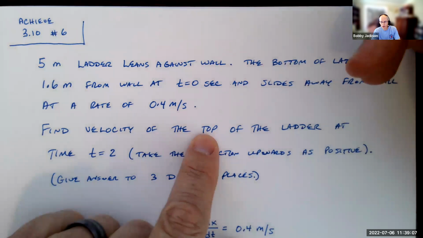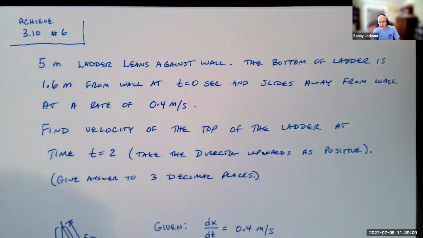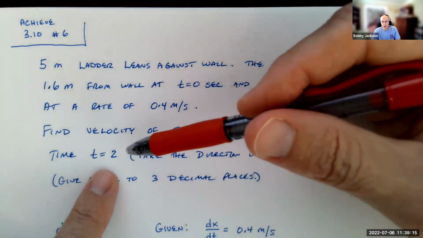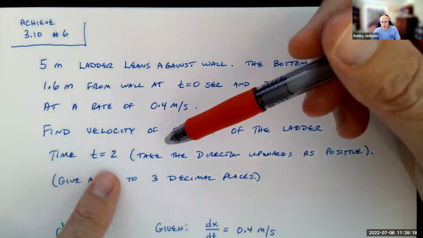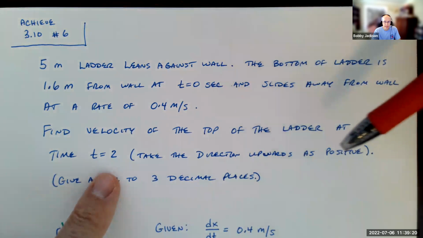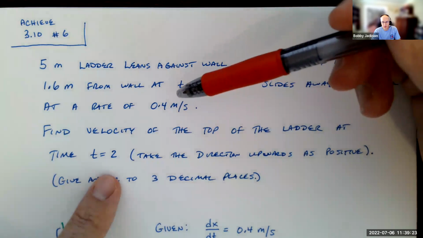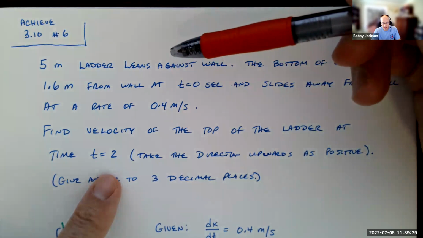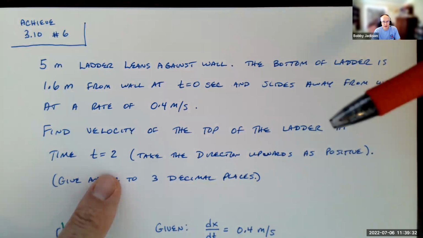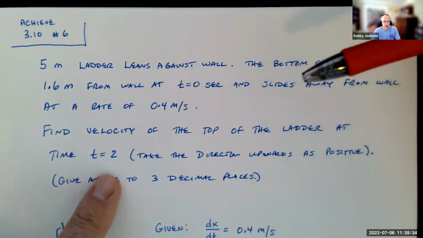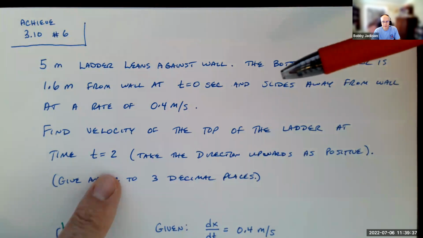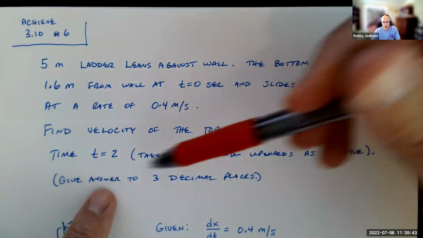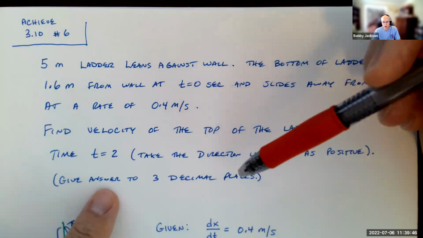So we know what the bottom of the ladder is doing. We need to know what the top of the ladder is doing as it slides down the wall, right? It's leaning against the wall at time t equals 2 seconds here. It does have a parentheses: take the direction upwards as positive. Okay, so basically that means, with this ladder bottom going away from the wall, the top of the ladder must be what? Sliding down the wall. So when we're looking for the velocity, you should be automatically thinking, hey, my velocity should be negative. Okay, I'll also set that up within the problem, and you'll see how we will get a negative answer from that as well. Also, we're going to round our final answer to 3 decimal places.